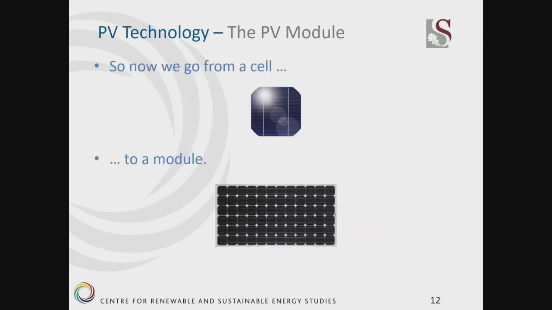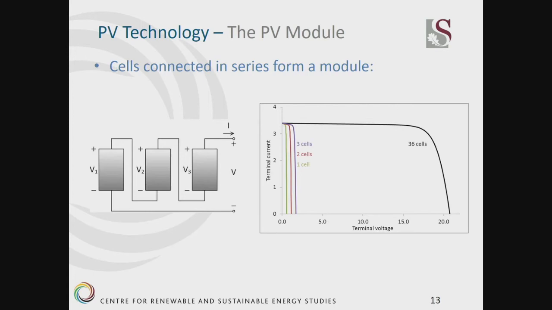So now we know what a cell looks like. Now we need to go to a module. To go to a module, we connect cells in series. When we connect cells in series, we add the voltages of every cell together. And here we have an example of 36 cells connected, and in black is the IV curve of the 36 cells. So as you can see, the current stays the same, but the voltage increases.